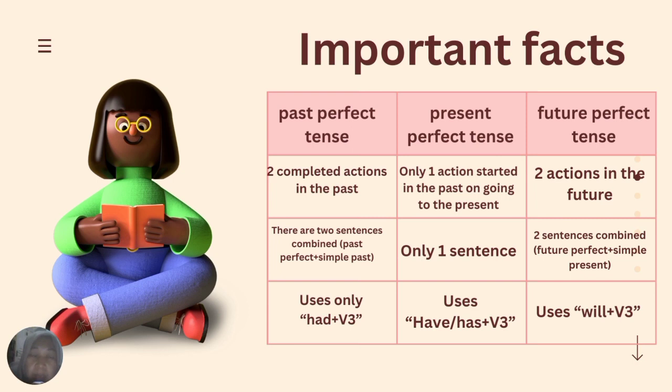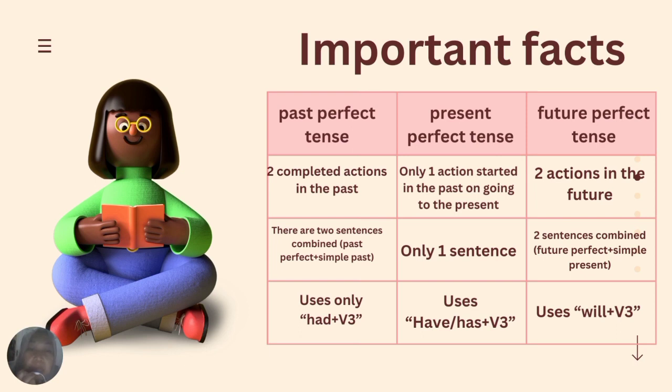Let's talk about the important facts of past perfect tense first. You know that past perfect tense uses two completed actions in the past, and there are two sentences combined. There are past perfect and simple past. And past perfect tense uses only had plus verb 3 or past participle. And there are some important facts about present perfect tense.